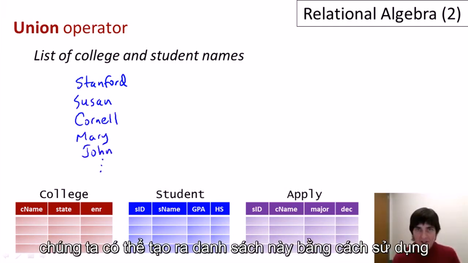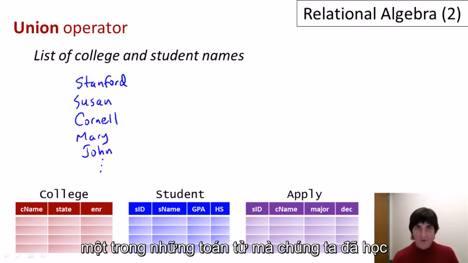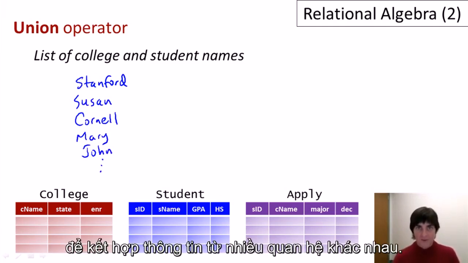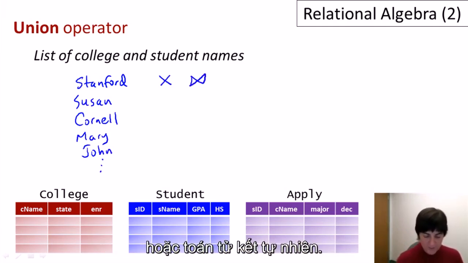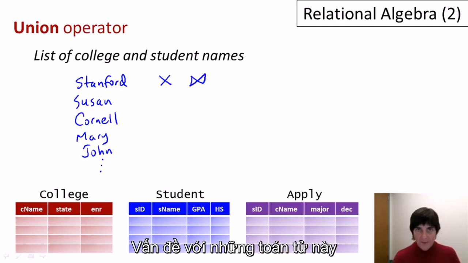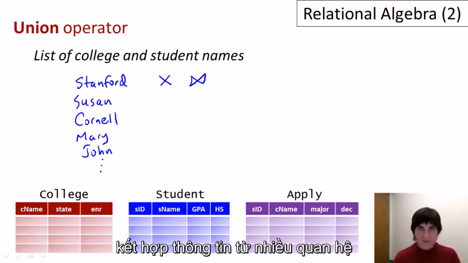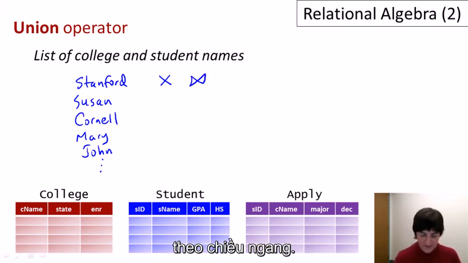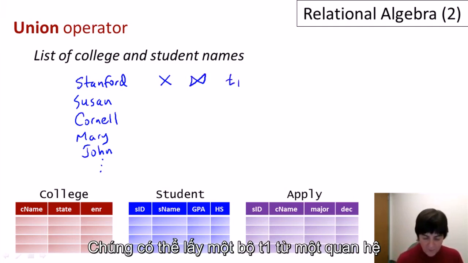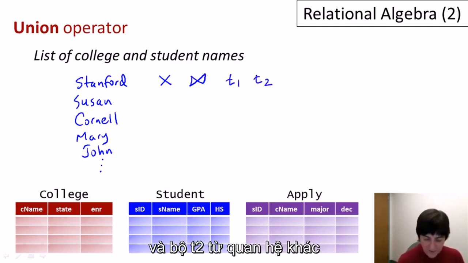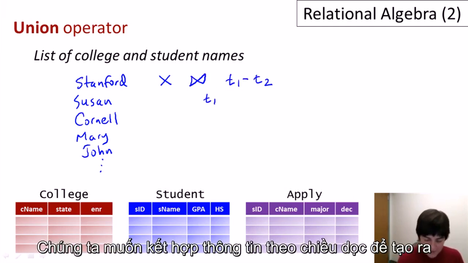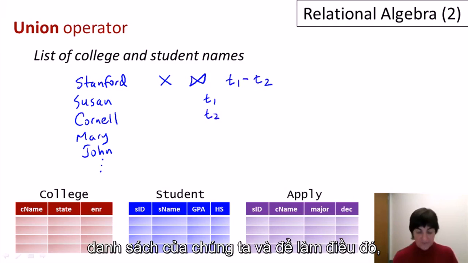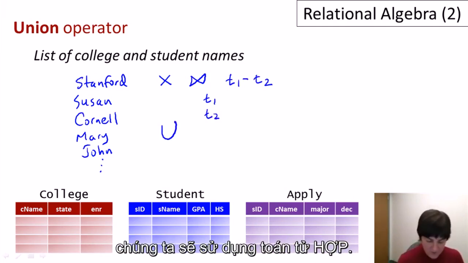Now, you might think we could generate this list by using one of the operators we've already learned for combining information from multiple relations, such as the cross product operator or the natural join operator. The problem with those operators is that they combine information from multiple relations horizontally. They might take a tuple T1 from one relation and a tuple T2 from the other and match them. But that's not what we want to do here. We want to combine the information vertically to create our list. And to do that, we're going to use the union operator.